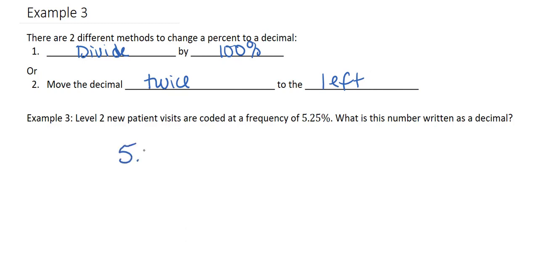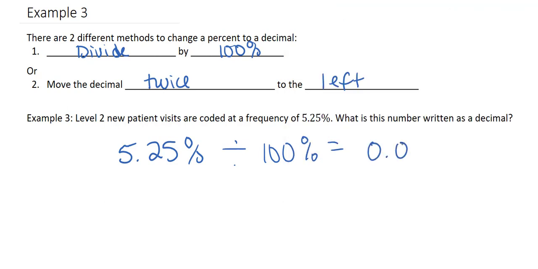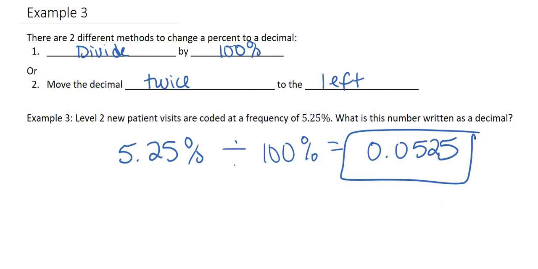So we have 5.25%. If we divide by 100%, what does that get us? And we'll just leave out the percents because they cancel out. Divide by 100, and we get 0.0525. So that would be our decimal.